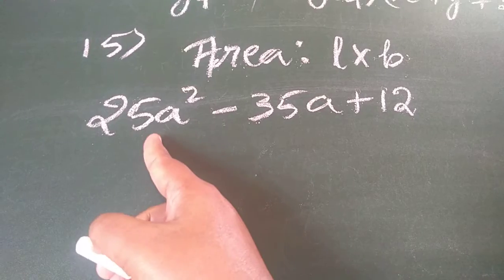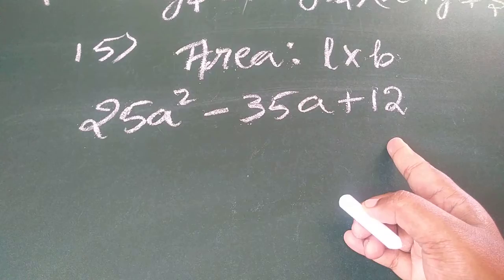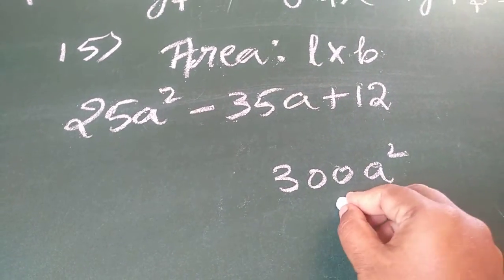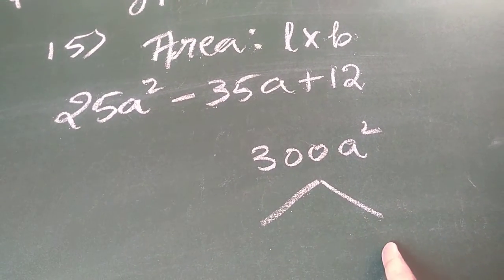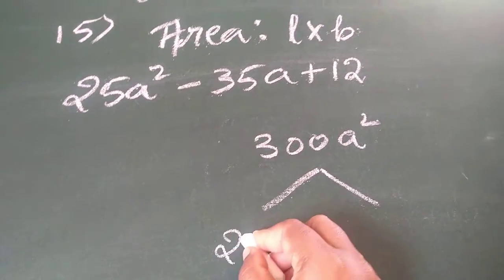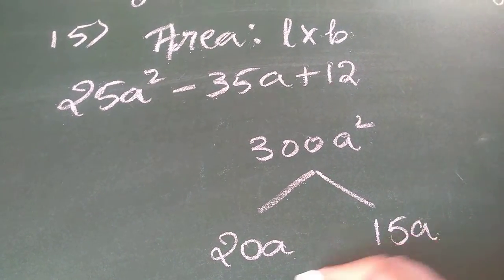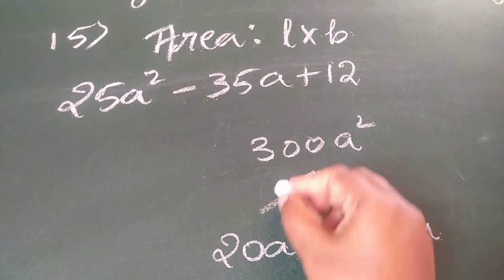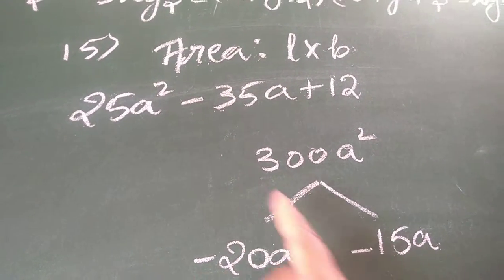Okay, first I should multiply first term and last term. 25 12s are 300 a square. So 300 a square can be split into terms that I should add or subtract. I should get 35. So how will I get 35? 20 plus 15, I will get 35. 20 15s are, is it 300? Yes, 15 2s are 30, so it is 300. But I need minus sign, so I can keep minus sign on both the sides.